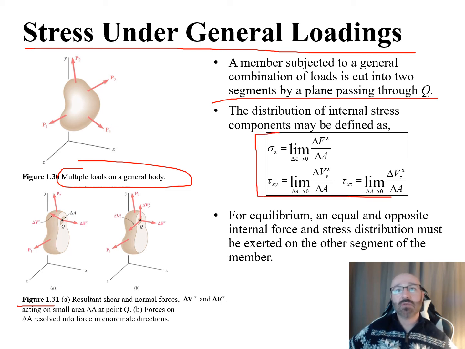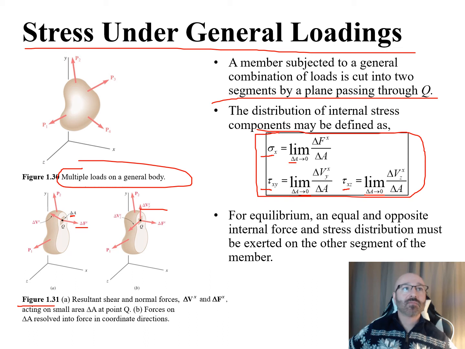So we have this relationship that we see here for our sigma x. This is going to be equal to the limit as our delta A approaches 0. And see, here's our delta A right there, of our delta Fx over our delta A. There we go. There's our delta Fx right there over our delta A. And our tau xy is going to be equal to the limit as delta A approaches 0 of our delta Vy x. So we can come over here, there's our delta V right there, all over our delta A, and our tau xz is equal to the limit as delta A approaches 0 of our delta Vz in the x direction there.